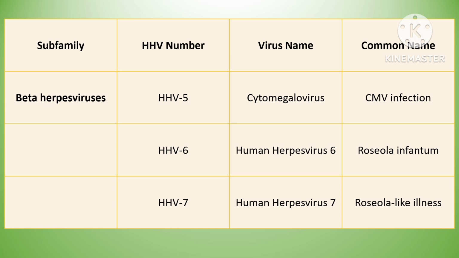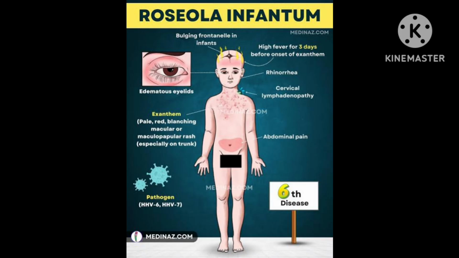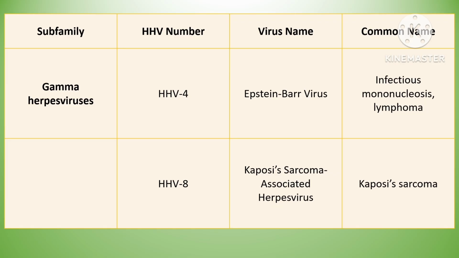Beta herpes viruses include Cytomegalovirus, which is HHV-5, and HHV-6 and 7, which have slow replication, cause latent infection in lymphocytes and other cells, and are associated with congenital infection, roseola infantum, and febrile seizures. Gamma herpes viruses include Epstein-Barr virus, which is also known as HHV-4, and Kaposi sarcoma associated herpes virus.